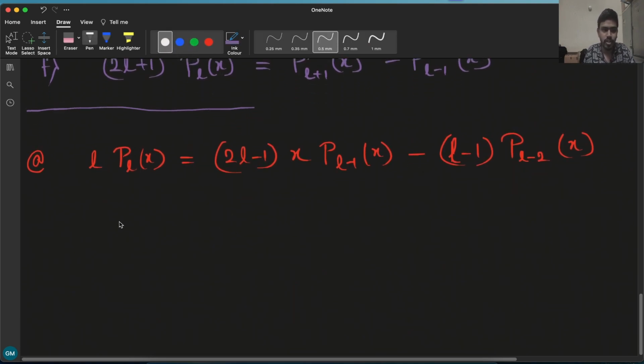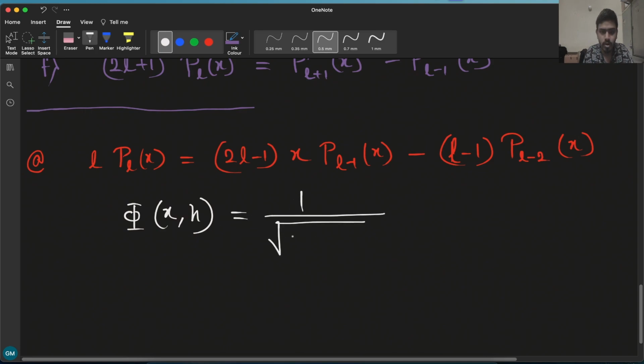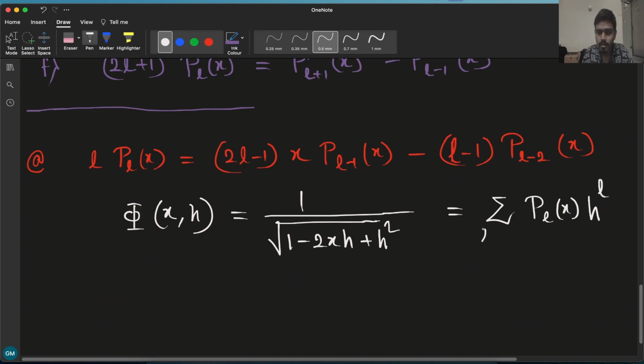Let's start with the generating function. Phi as a function of x and h equals 1 by root under 1 minus 2xh plus h squared, and it equals the sum over l equals 0 to infinity of P_l(x) h to the power l.